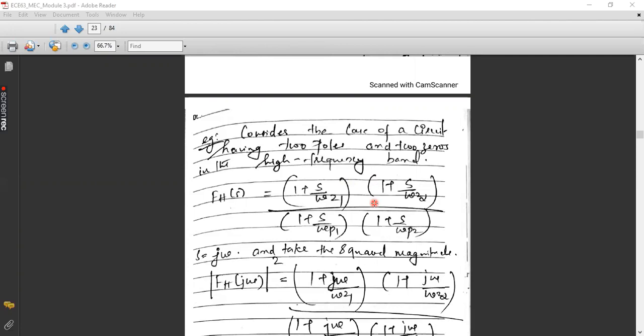So you have to understand that the number of zeros and poles depends upon the complexity of your circuit. If the circuit is more complicated or if you are having more number of stages, then the numerator and denominator functions, or the factors, will also be more in number. Is that clear for you, students?